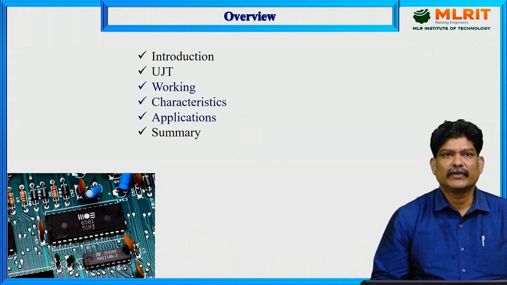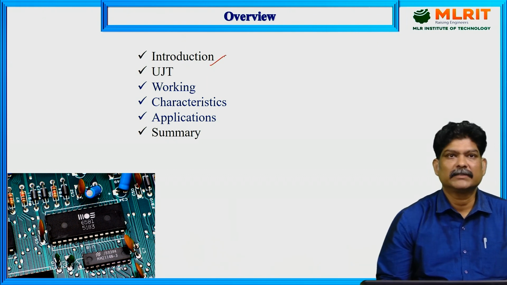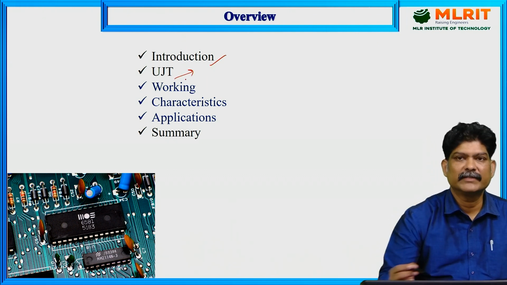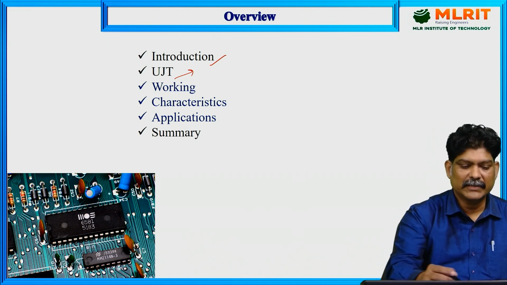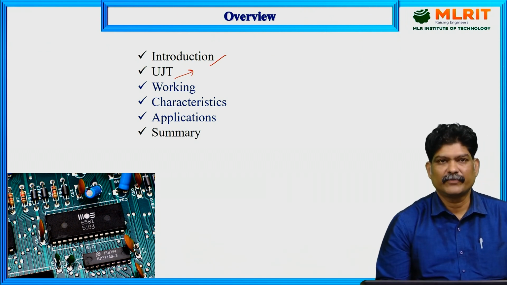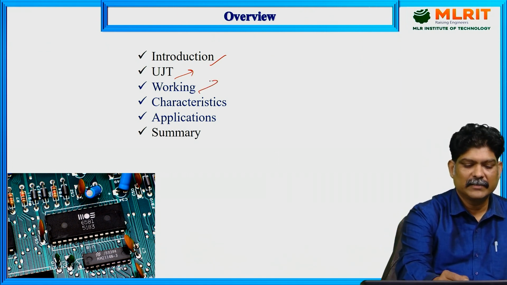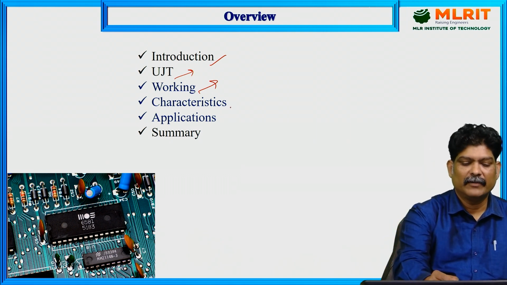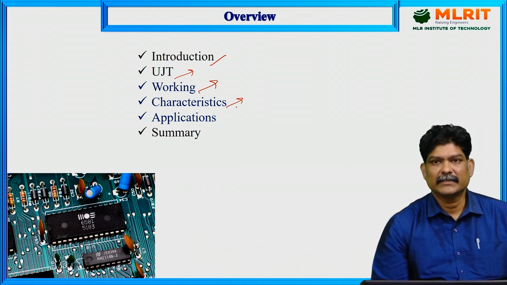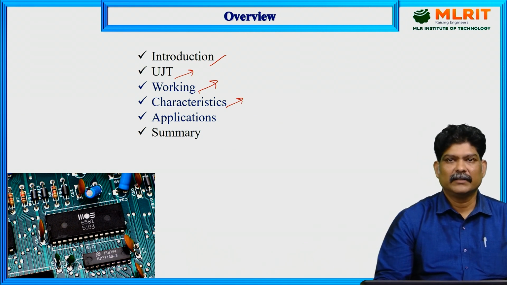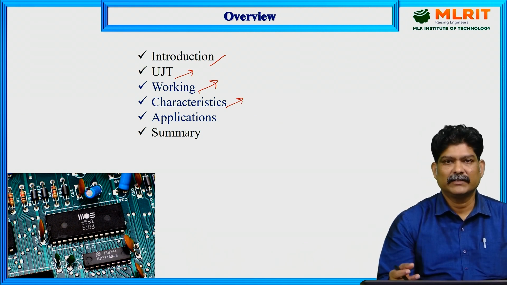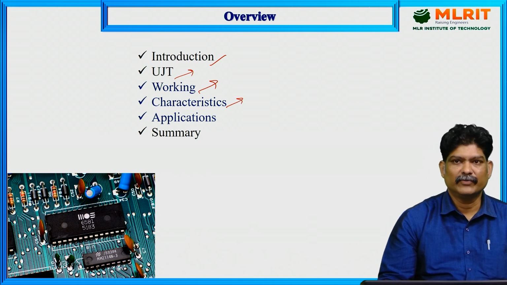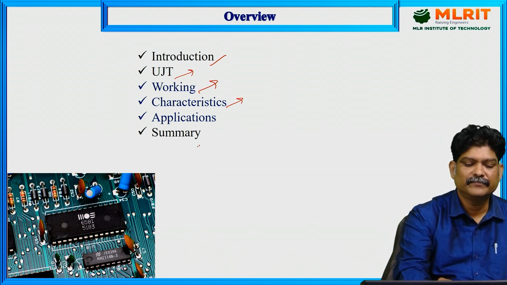Today, we are going to discuss UJT, which stands for Uni-Junction Transistor. The overview of today's presentation starts with an introduction to the UJT. UJT stands for Uni-Junction Transistor. We will discuss the basic construction of UJT and the working principle of the uni-junction transistor, followed by the characteristics of UJT, then some advantages and disadvantages of UJT, then applications of UJT, and conclude with the summary.